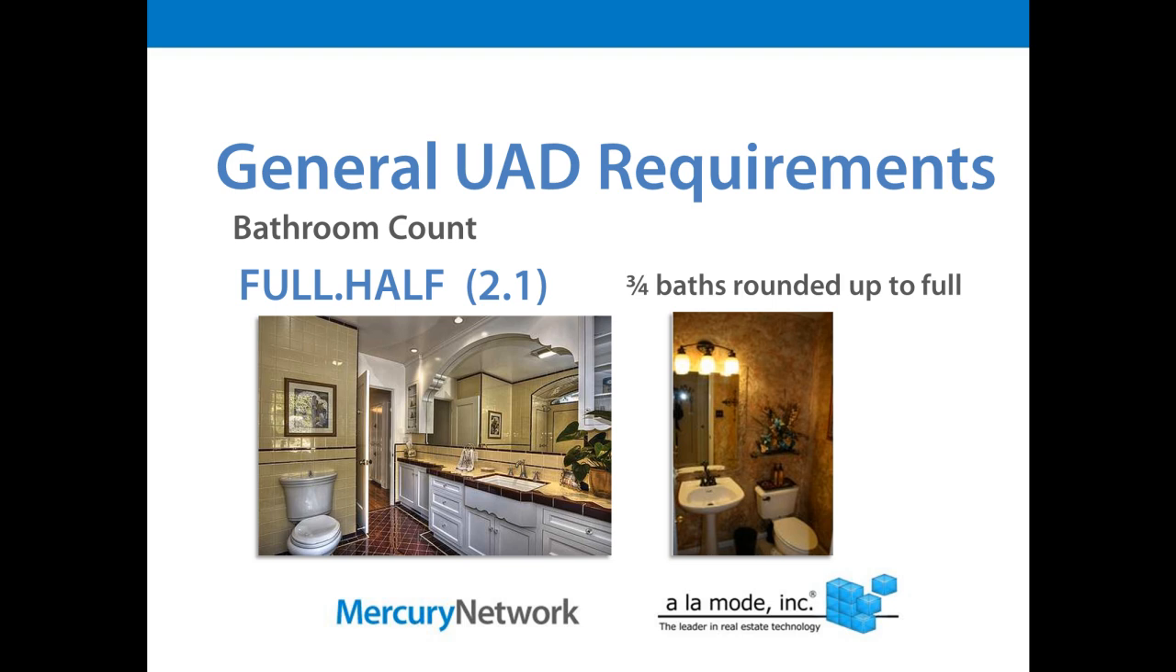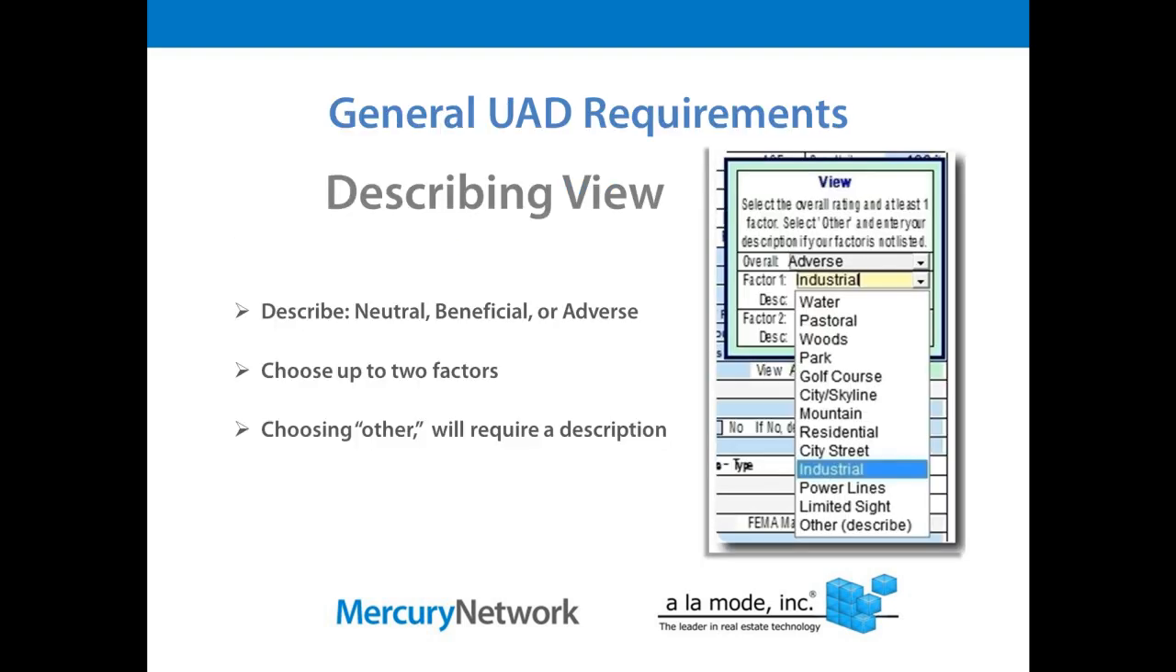The next part deals with describing views. It used to be that with describing views, appraisers left it up to their own information or whatever they wanted to put in there, and now this information has been brought up with a data set that they have to choose from. So now they're going to have to describe whether it's neutral, beneficial, or adverse. They'll also be able to choose up to 2 factors. If they choose other, it will require that they add a description to it.